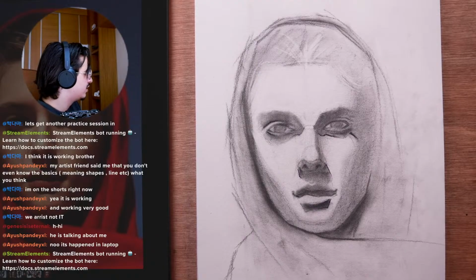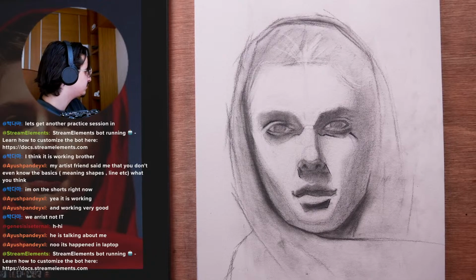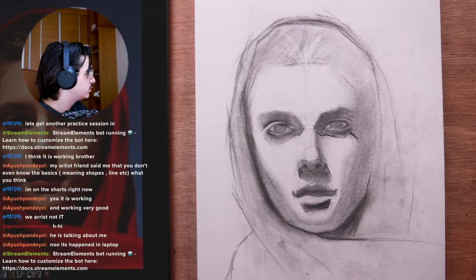Oh, Siba, I like the fish. Is that Nemo? No, I like your drawing, Ayush.